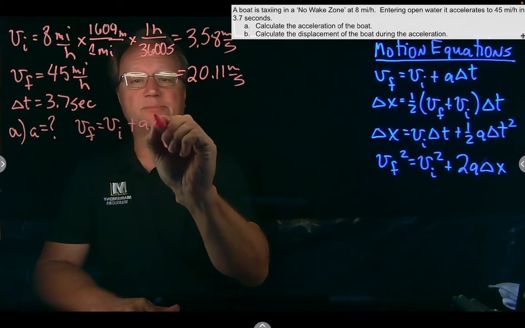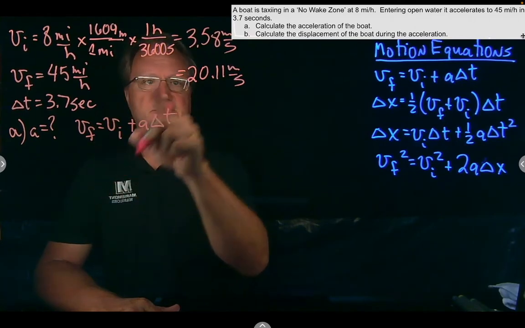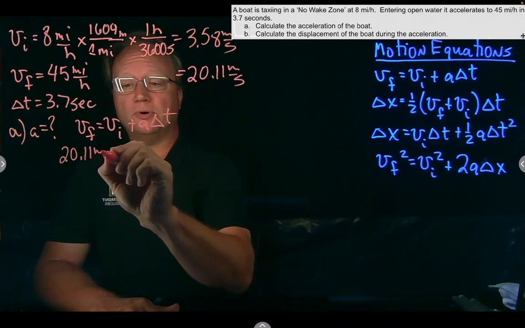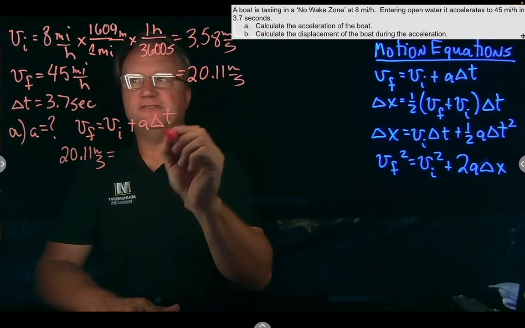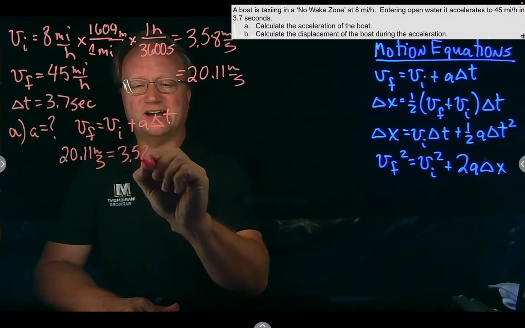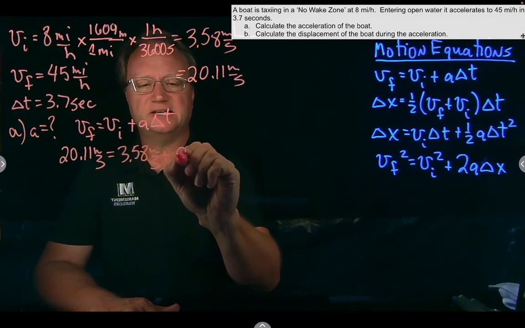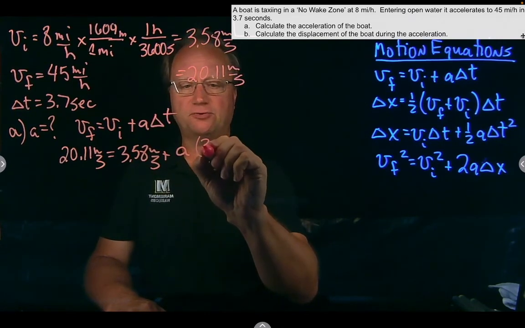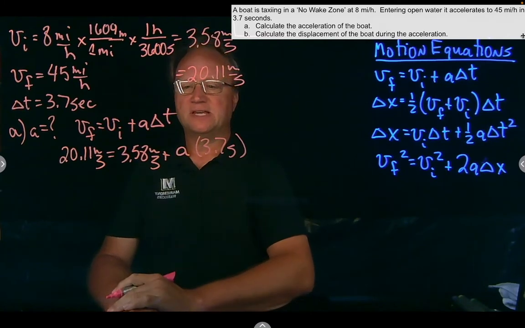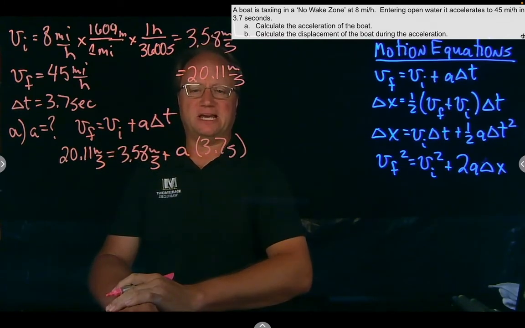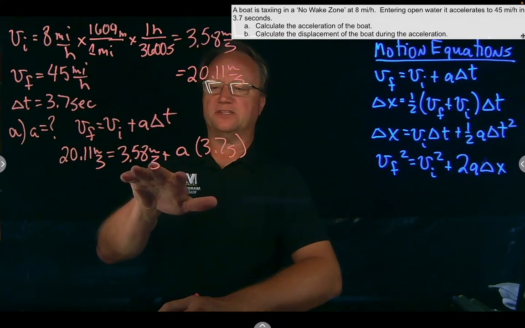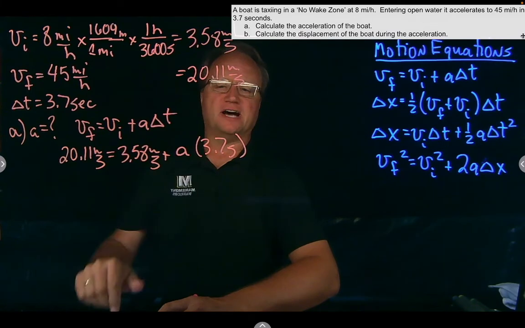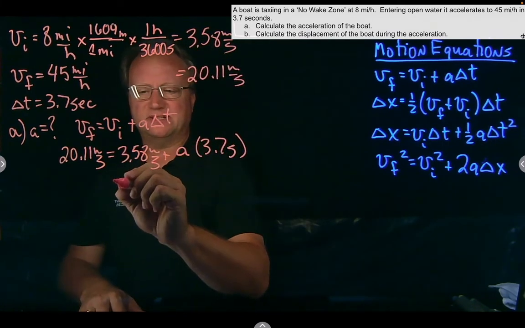VF is equal to VI plus A delta T, and then plug in our values. So VF gets replaced by 20.11 meters per second. VI gets replaced by 3.58 meters per second. The acceleration is our unknown, so it stays as A, and our time period is 3.7 seconds. Now we want to solve this equation down for A. So what I'm going to do is subtract the 3.58 from both sides, and then after doing that, I'm going to divide both sides by 3.7.